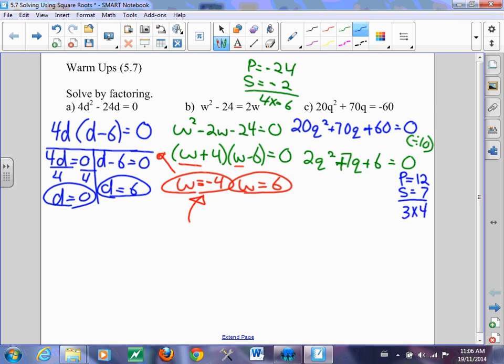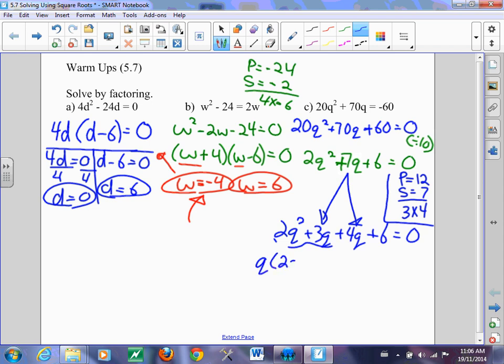3 times 4. So I'm going to write my first term here. Just going to split the middle term just because I ran out of room here. So that's going to be plus 3q plus 4q, and then plus 6 equals 0. Okay? Now what's common in the first two terms? You should see that we have a q, so you're left with 2q plus 3. And what's common in the last two, you should say a 2. So you're going to be left with 2q plus 3.